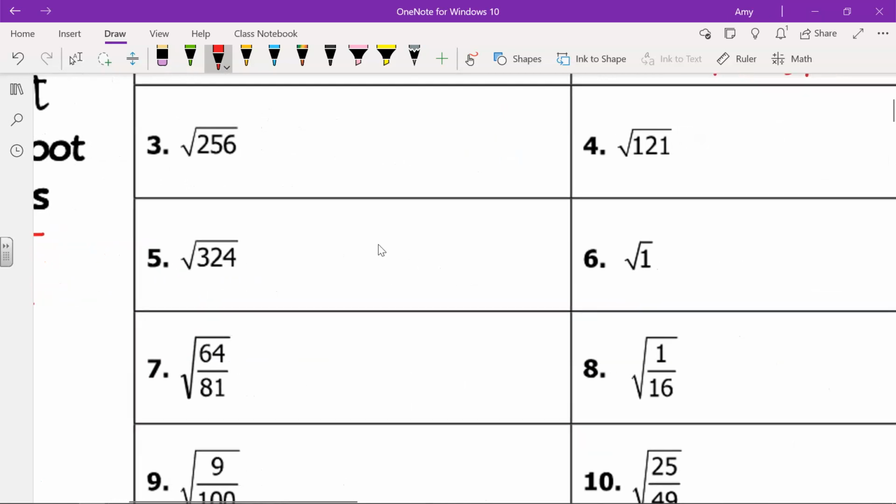And we can keep going, and you could use a calculator to help us. The square root of 256 is 16. The square root of 121 is 11. The square root of 324 is 18. And the square root of 1 is 1.